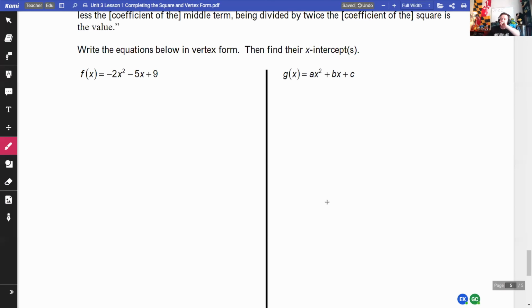What do we do? We think that the best way to do this problem is concurrently with a very difficult version of number 3. Negative 2x squared minus 5x plus 9. Those numbers are nasty. A, B, and C are any number. We're going to do these together.